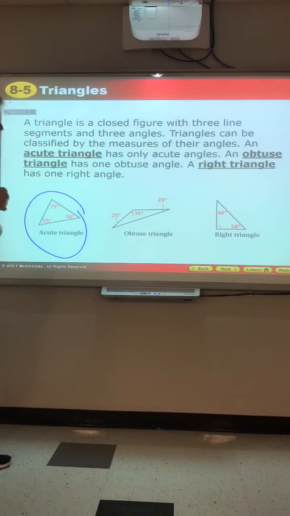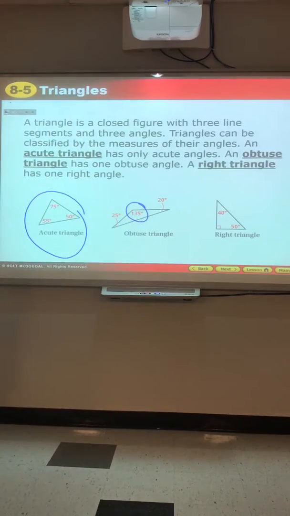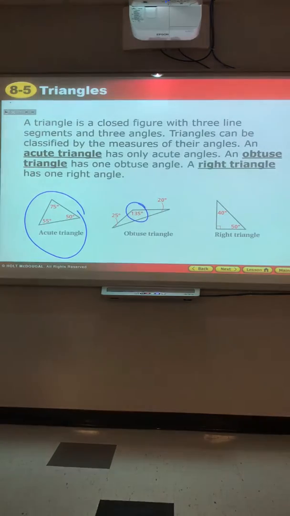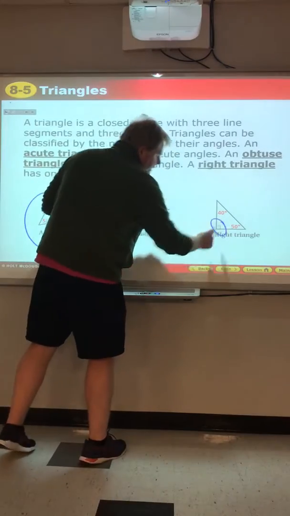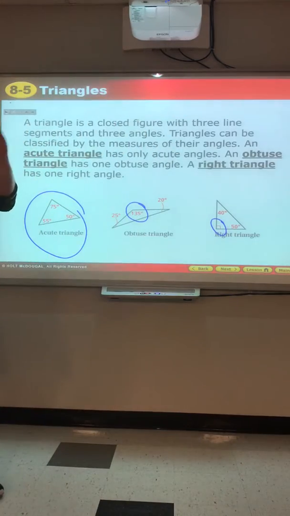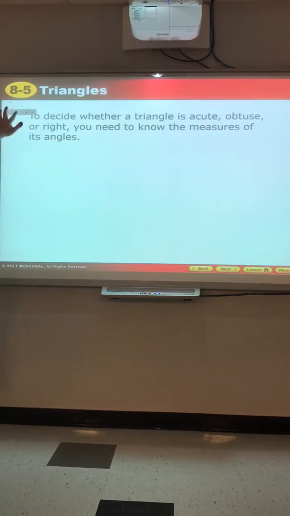Obtuse triangles. They will have one and only one obtuse angle. They can't have more than one because a triangle can only have 180 degrees. And if you're more than 90, 2 of them added together is more than 180. And a right triangle, remember this guy right here. That square means a right angle. And a right triangle will only have one right angle. Now you know how to figure out the angle way a triangle is named. To decide whether a triangle is acute, obtuse, or right, you need to know the measure of its angles.